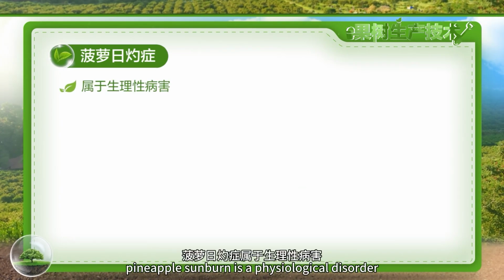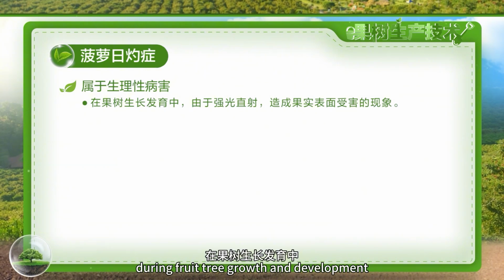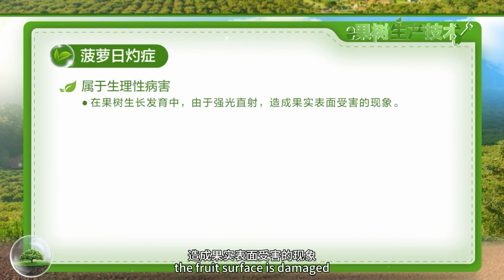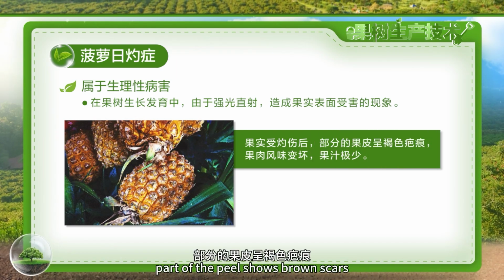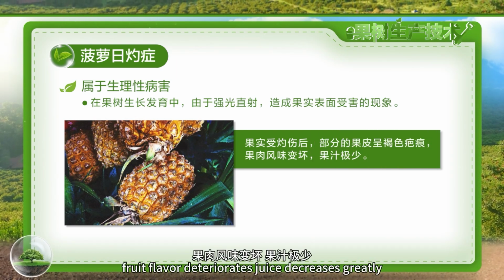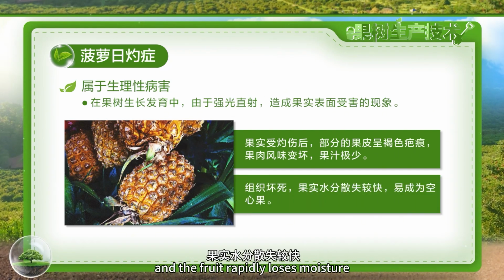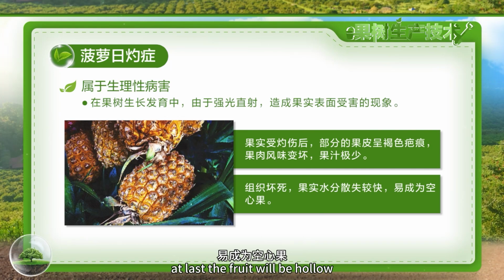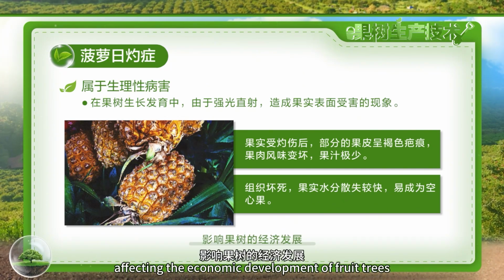Pineapple sunburn is a physiological disorder. During fruit tree growth and development, due to strong direct sunlight, the fruit surface is damaged. After fruit sunburn, part of the peel shows brown scars. Fruit flavor deteriorates, juice decreases greatly. Tissue becomes necrotic, and the fruit rapidly loses moisture. At last, the fruit will be hollow, affecting the economic development of fruit trees.